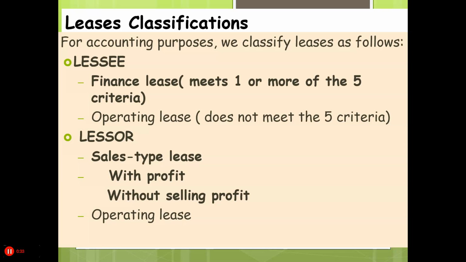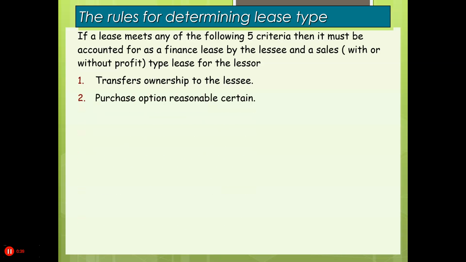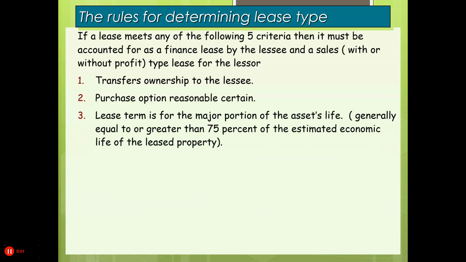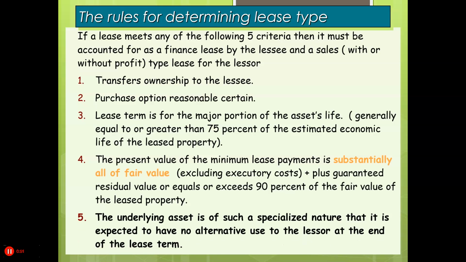Now again, we have our 5 rules. The 5 rules are: has there been transfer of ownership? Is there a purchase option? How long is the lease term versus the life of the equipment? What are the present values of the minimum lease payments? And is the asset specialized or can it be used by anyone?